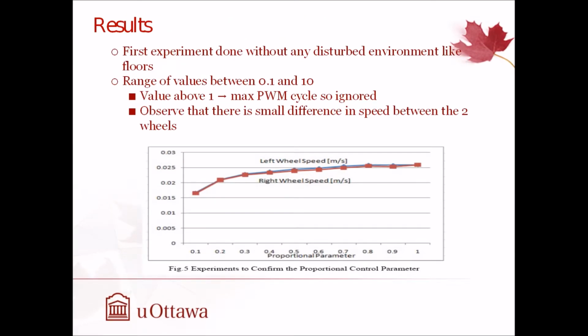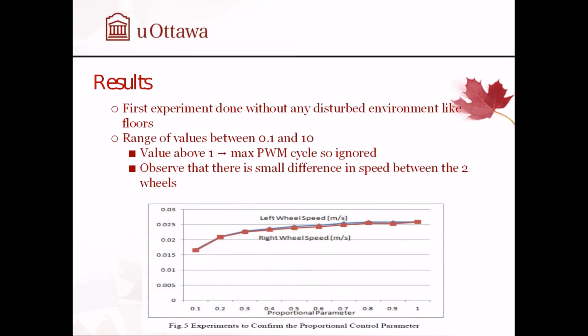Now, the results of the experiment: the first one was done without any disturbance environments like floor, so the wheels spinning in the air. And for a range of values between 0.1 and 10, we can see that anything above 1 was ignored because there wasn't really any change. And we can see that there's a small difference between the two wheels.